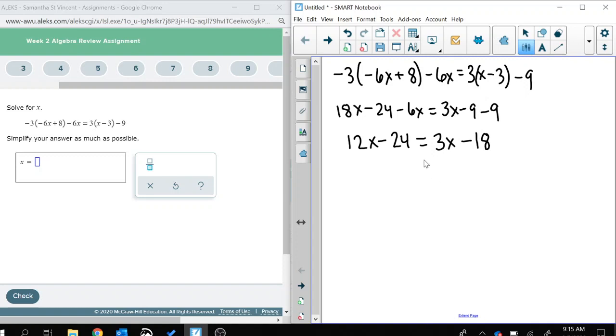From here, I'm going to go ahead and subtract my 3x so that I can get my x's on the same side. You could do minus 12x to both sides, but I'd like to try to keep my coefficient for my x value positive if I have the choice, which is why I chose to subtract the 3x, because then this stays a positive 9. So 9x minus 24 equals negative 18.